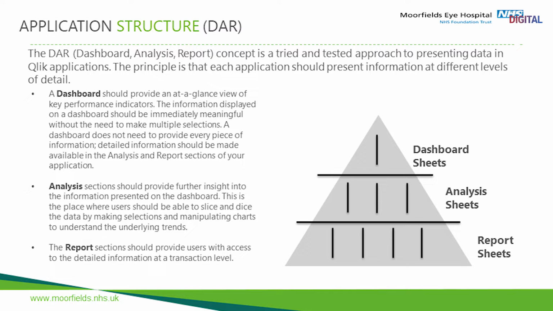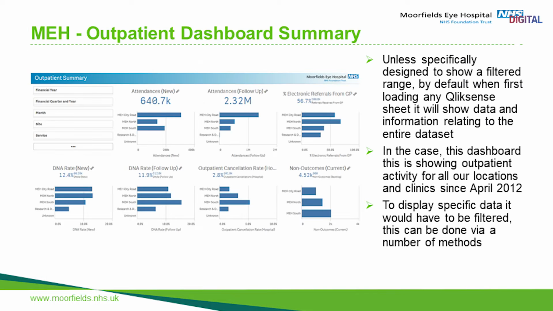So you start off with your high-level KPIs. You then are able to filter and get down to the services or areas that you want to focus on, and then you can carry on filtering and get down to the root of the area that you want to look at in detail. So that's known as the Dashboard Analysis and Report methodology, and there's a slide that I've kind of nicked from Qlik there that explains some of that.